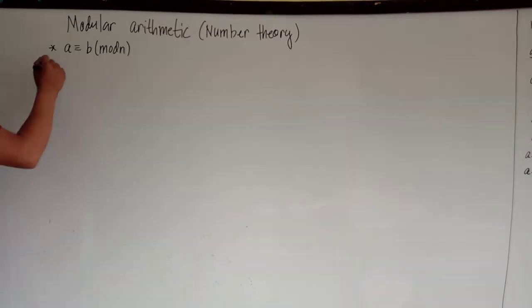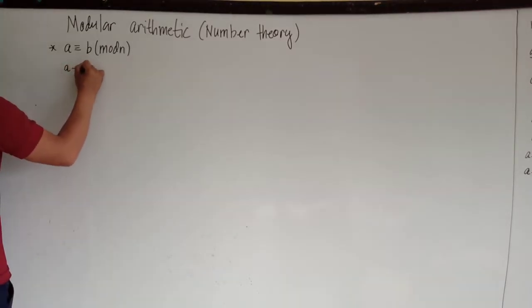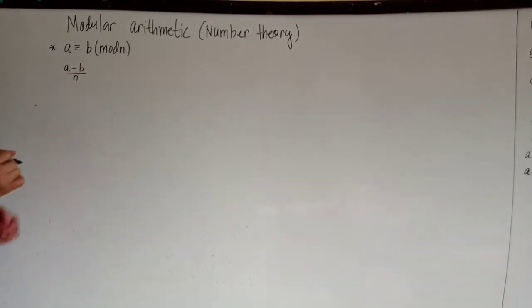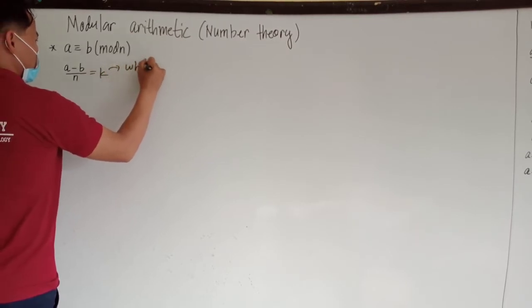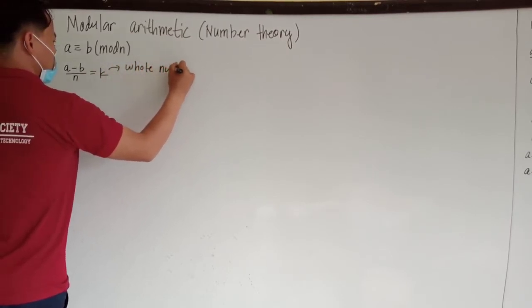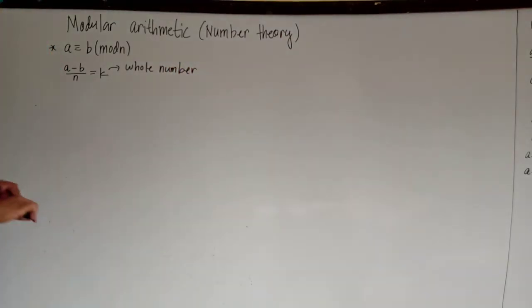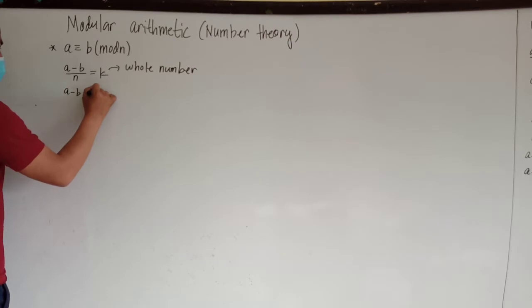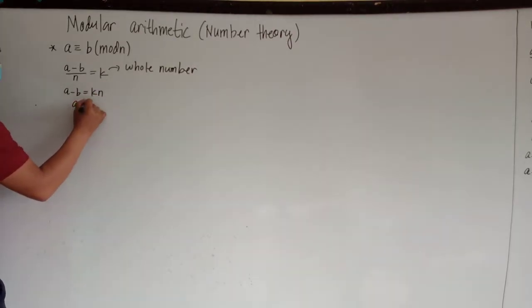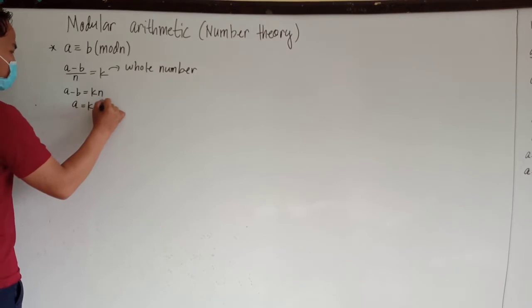So suppose that A minus B is divided by n. We could say that n divides A minus B if there exists K, wherein this one is a whole number. Of course, by simplifying this one, we could say that A minus B is actually K times n. So A now is actually K times n plus B. Okay, K times n plus B.